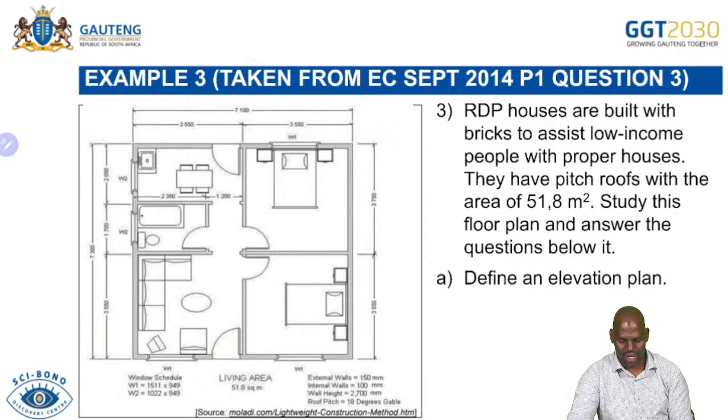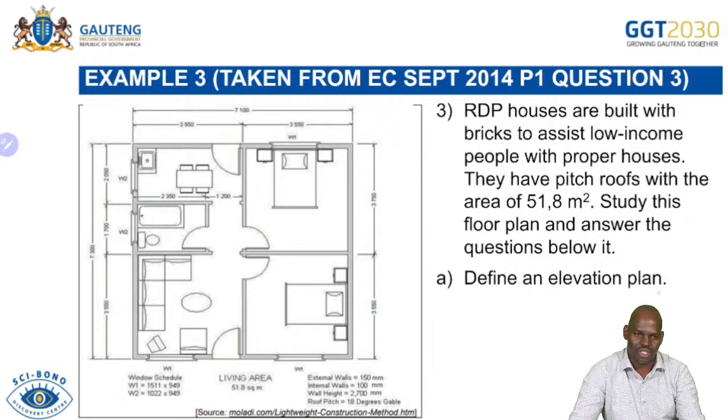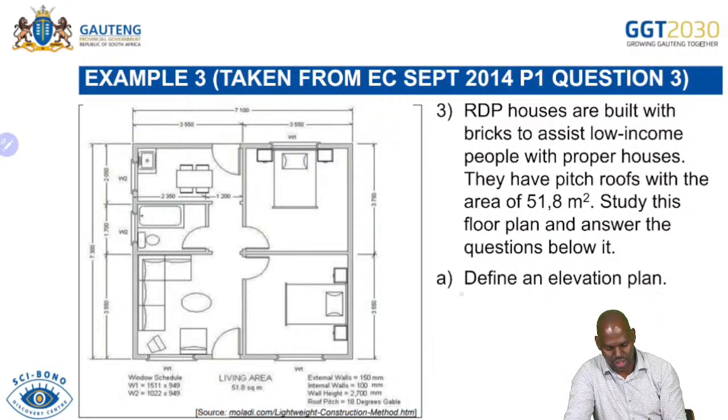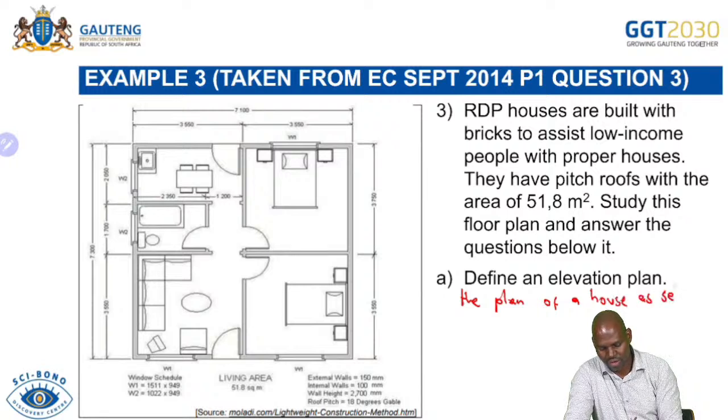Then the first thing there is: define an elevation plan. Now, boys and girls, from the definitions that we see, this one is the plan of a house as seen from above.